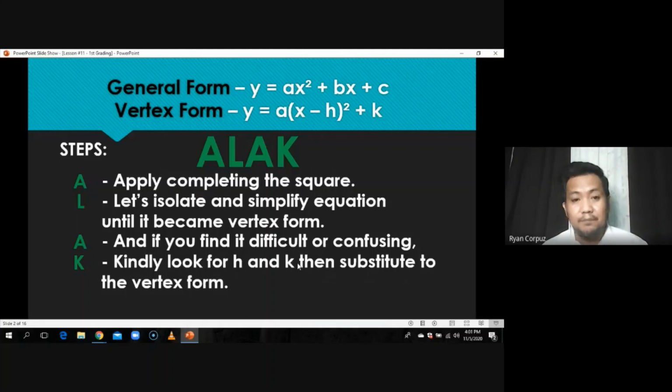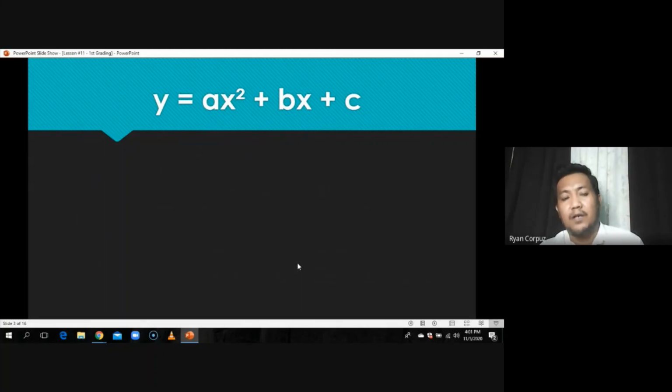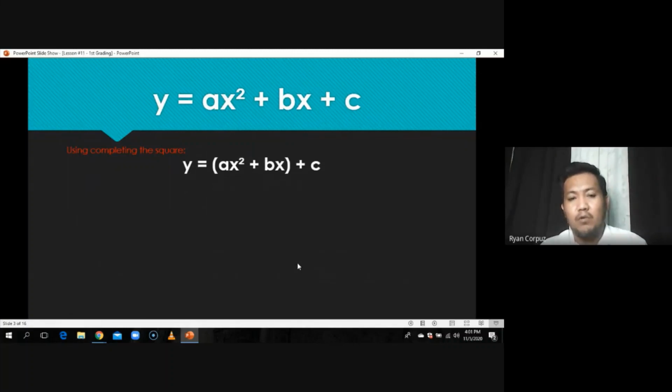So how do we do this? Since H and K is the other way to transform the general form of the quadratic function to vertex form, let's first find out how to get H and K. Let's say we have a given equation of the quadratic function written in general form. Let's make use of completing the square. When we use completing the square, of course, we only need the first two terms, so let's group the first two terms. We are going to group the quadratic term and the linear term. Then those first two terms, we are going to make into a perfect square trinomial. That is our clue for completing the square.